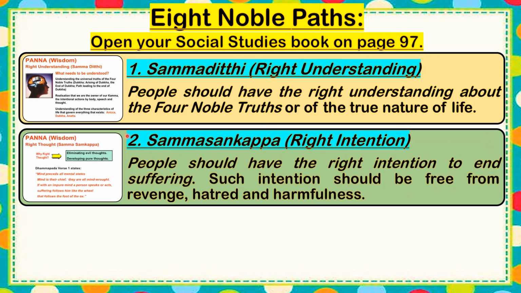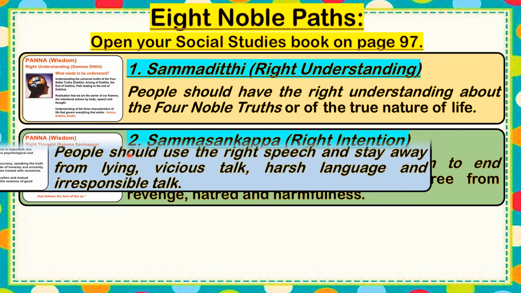The second one is Samasankapa, or right intention. People should have the right intention to end suffering. Such intention should be free from revenge, hatred, and harmfulness. So intention, class, meaning the thing that you want to do, that you want to achieve. And when we say right intention, meaning to say the purpose is good.